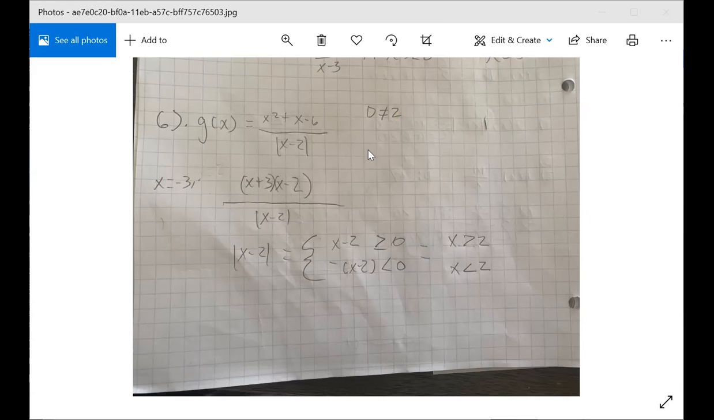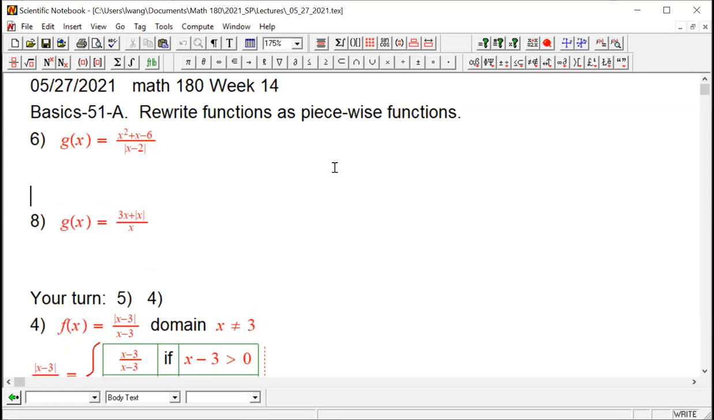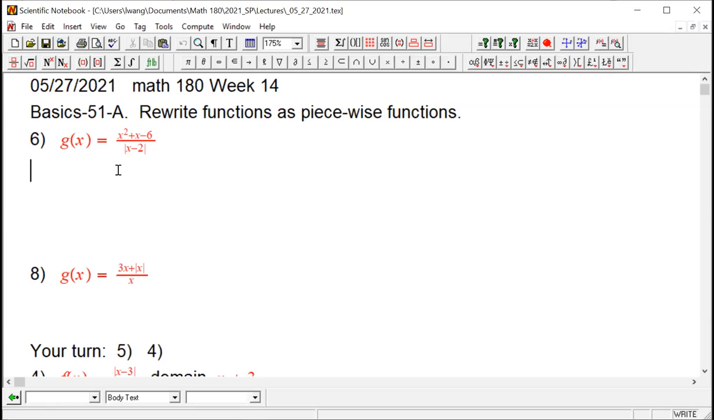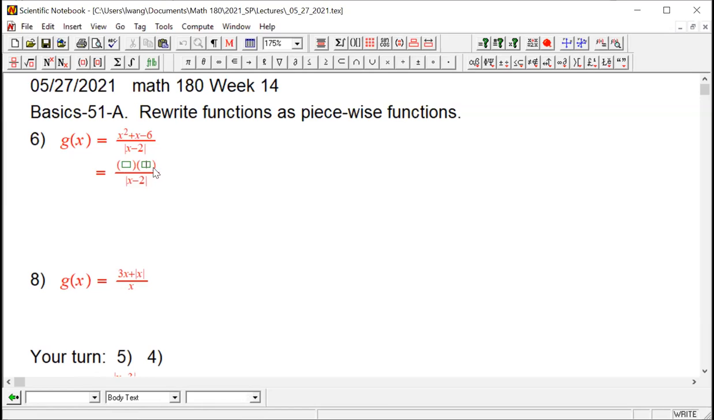Okay, so let's go back to here. You did the factoring, which is really good. We will need it. The absolute value of x minus 2 on the bottom, and the top is x minus 2 times x plus 3. You also indicated that x cannot equal positive 2, so that's the domain. Very good.